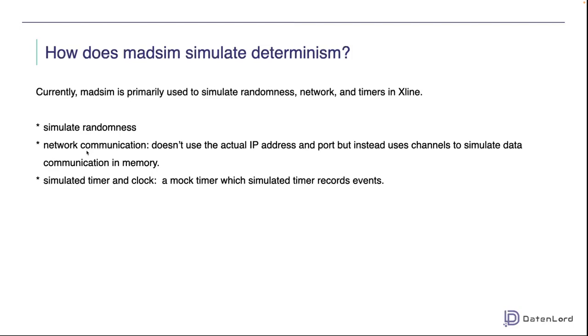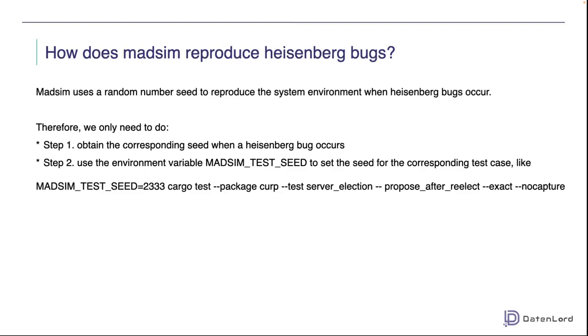Madsim also provides a simulated timer and clock. This simulated timer records events, and the time in the Madsim runtime is not real time, but is instead advanced by the runtime to simulate the system clock. After running each task, the Madsim runtime will invoke advance to next event to progress the system clock and trigger expired timer events.